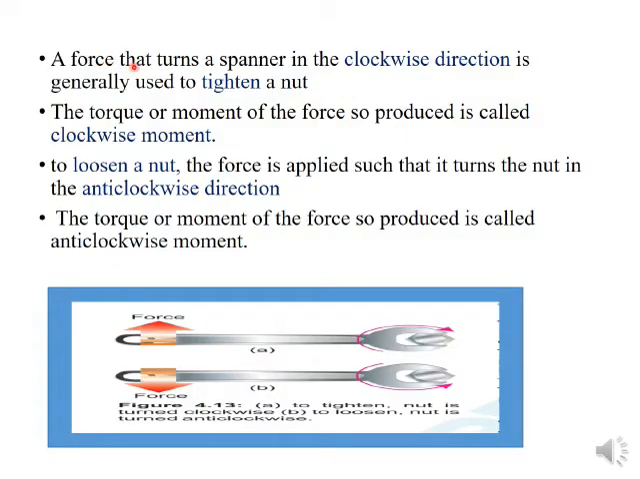A force that turns a spanner in the clockwise direction is used to tighten a nut. The torque or moment of the force produced is called clockwise moment. On the other hand, to loosen a nut, the force is applied such that it turns the nut in the anti-clockwise direction. The torque or moment of the force produced is called anti-clockwise moment.